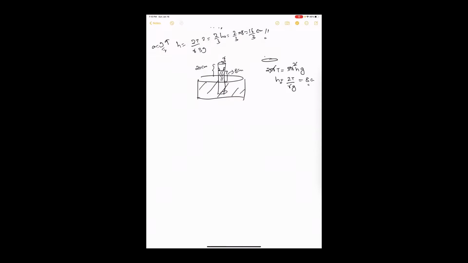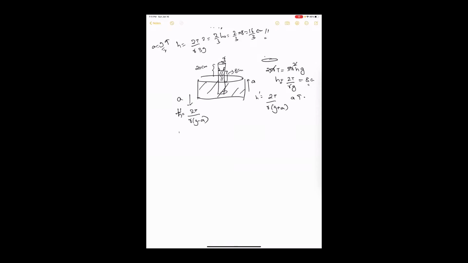Now, if this is going up with an acceleration a, the height becomes 2T by r into g plus a, because if acceleration is upwards, the pseudo force will be downwards. So we get g plus a. If the same lift goes down with acceleration a, we get h dash is equal to 2T by r into g minus a. If it is at rest, a becomes 0, 2T by rg, which is h naught.